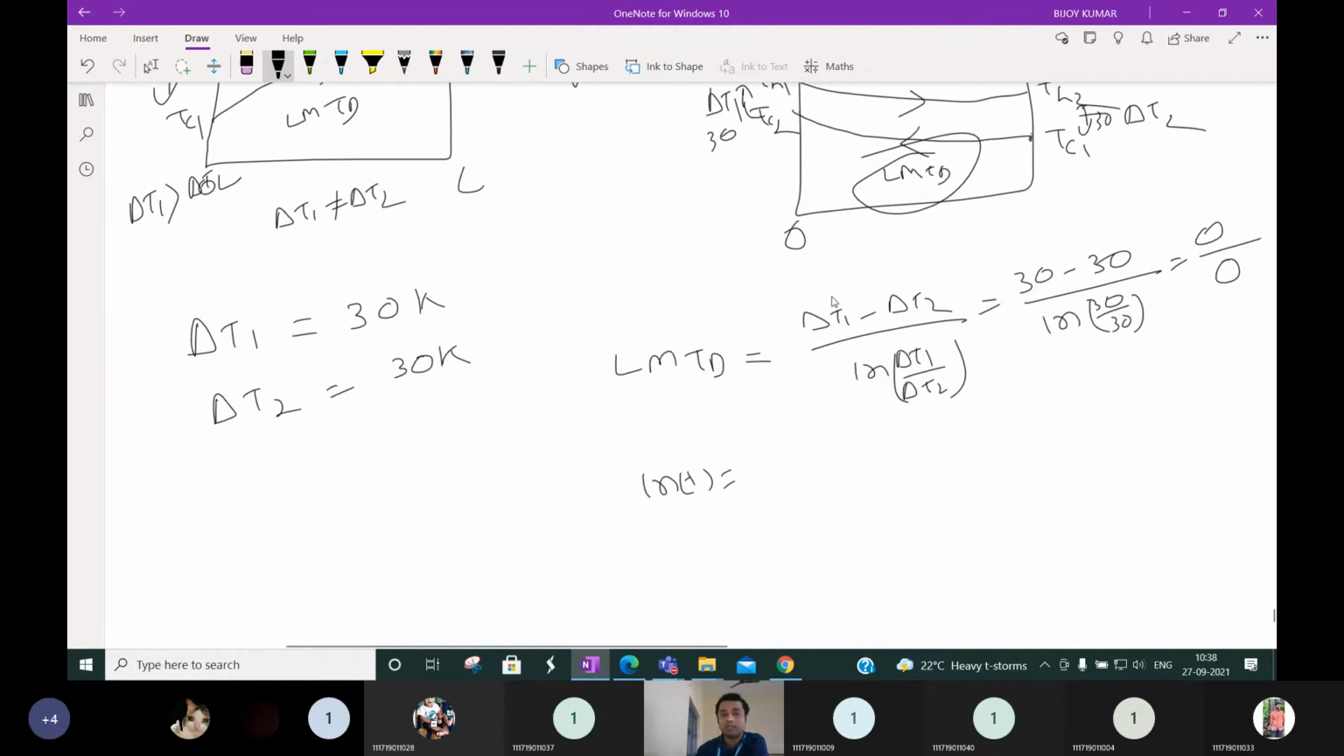So in that type of case, how to calculate this LMTD? If we use this formula, then 0 by 0 is coming, and 0 by 0 is undefined. Then how to calculate? Can we say that no heat transfer is taking place? No, that is wrong.